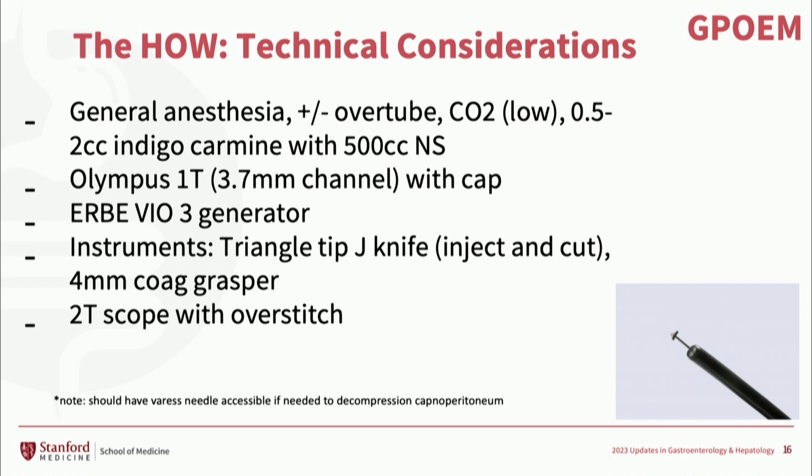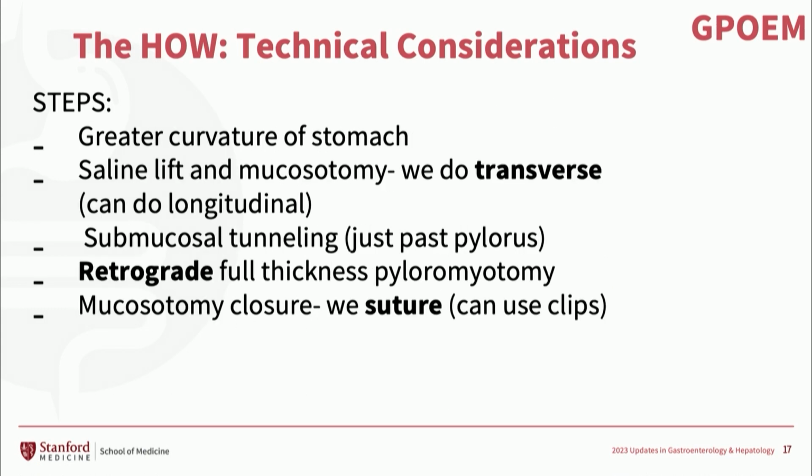These can also inject and cut simultaneously as well. And again, the 4mm coagulation grasper. We do then switch to the 2T scope for the OverStitch to close the mucosotomy. So again, this is generally on the greater curvature of the stomach. If a patient's had a prior GPOEM, they can have another GPOEM on the lesser curve. Of note, even post-GPOEM, we can do surgical pyloroplasties as well, even in a similar plane without difficulty.